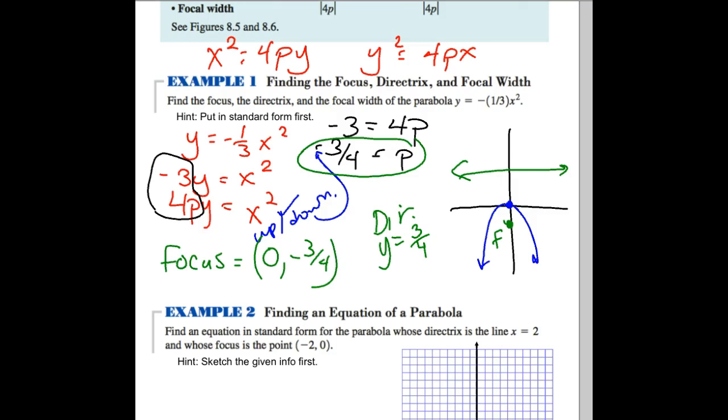The last thing they asked us to find is the focal width. The focal width is defined as the absolute value of 4p. Well, in my equation, 4p was negative 3. So if I take away the negative sign, my focal width is 3.